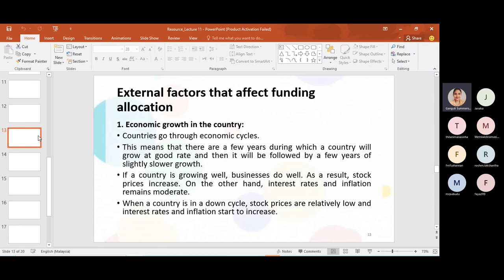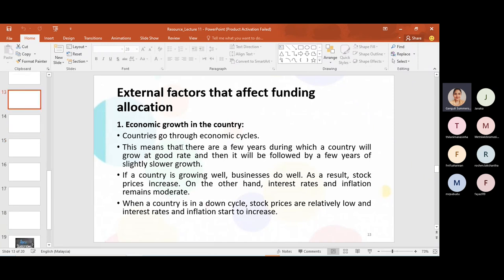Okay, so now we can start talking about the external factors. Guys, do you all have any questions up to here?